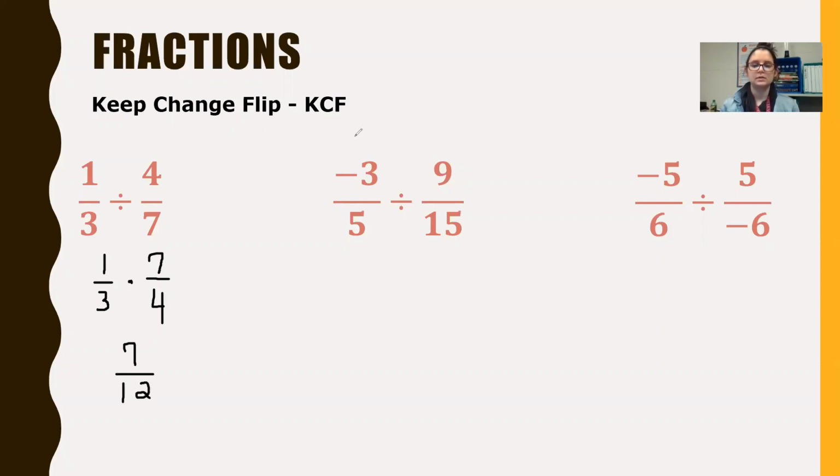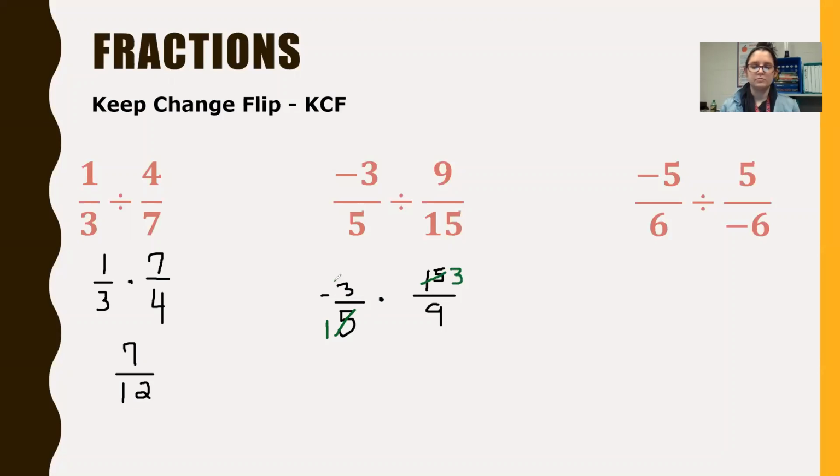Okay, let's look at our next example. We have one negative. That doesn't affect our keep, change, flip. We will do the same thing. So we have negative 3 over 5 times 15 over 9. So we want to go ahead and simplify. We can see that there are common factors between our 5 and our 15. They're both divisible by 5. 5 divided by 5 is 1. 15 divided by 5 is 3.